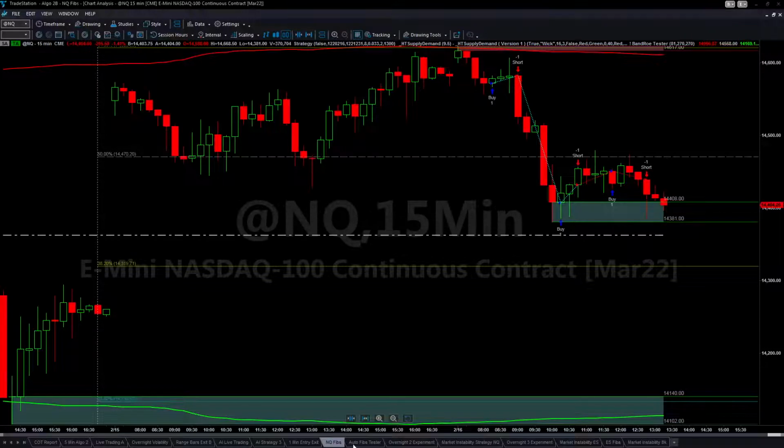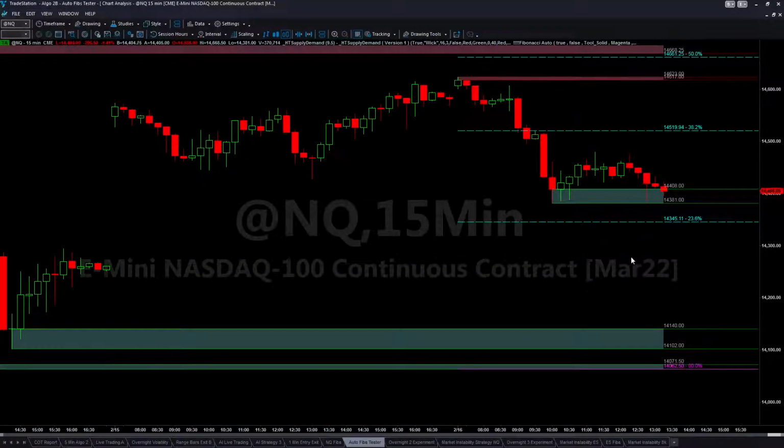Take a look at my auto fibs. Interesting. This thing has to break down below 381 to actually gain momentum. I don't think it's going to hit this.